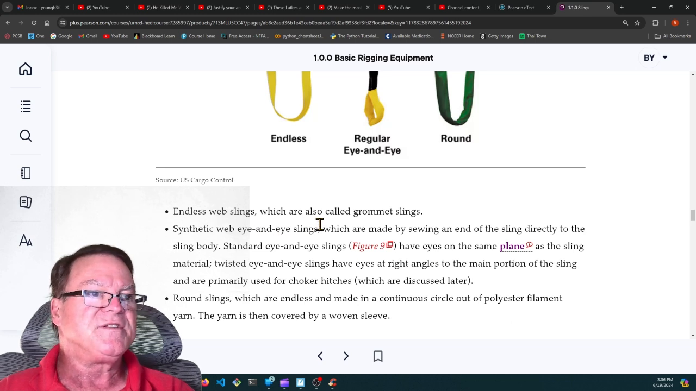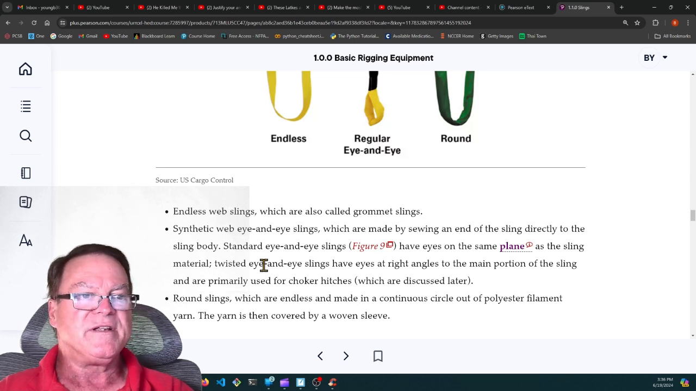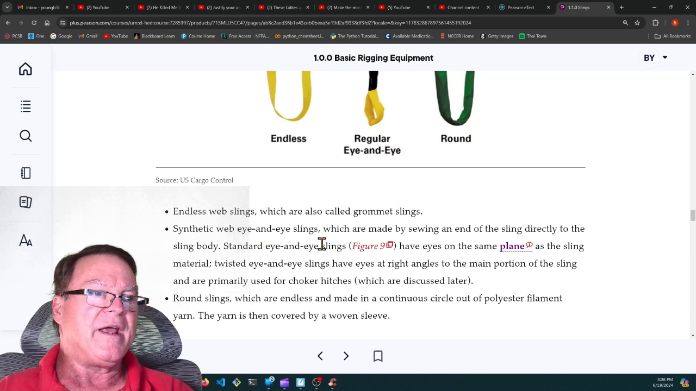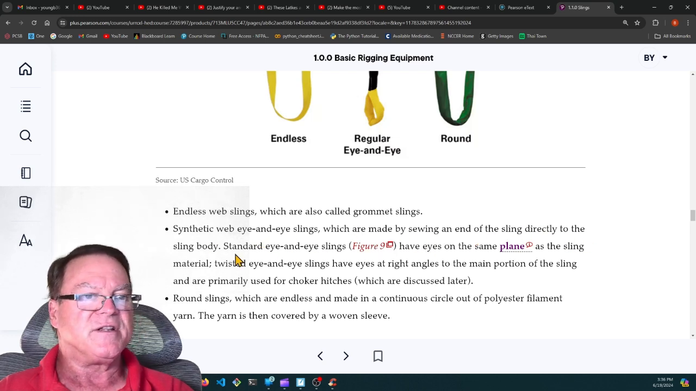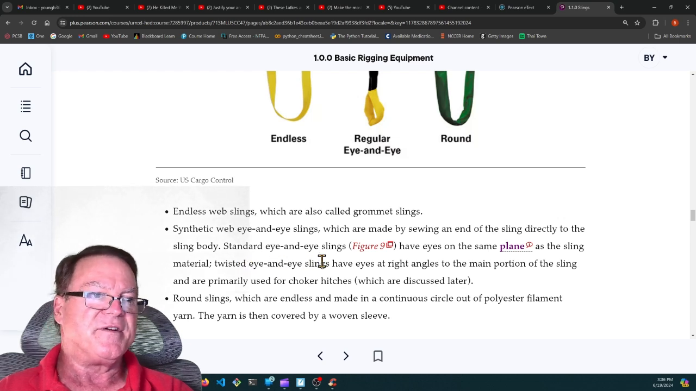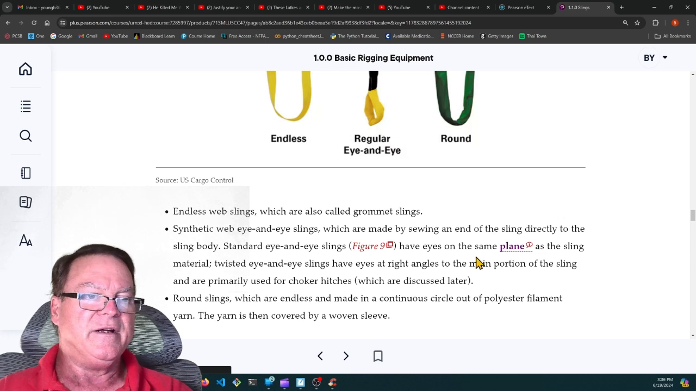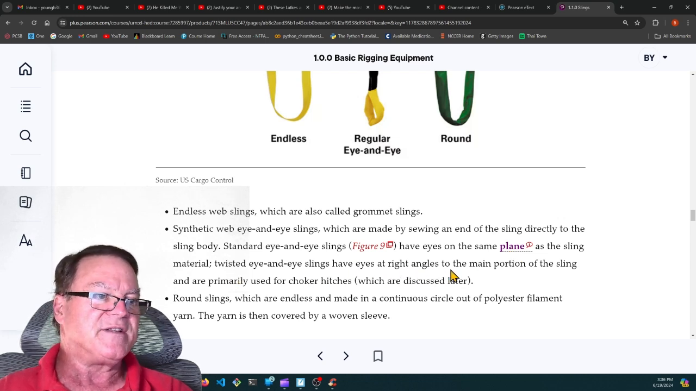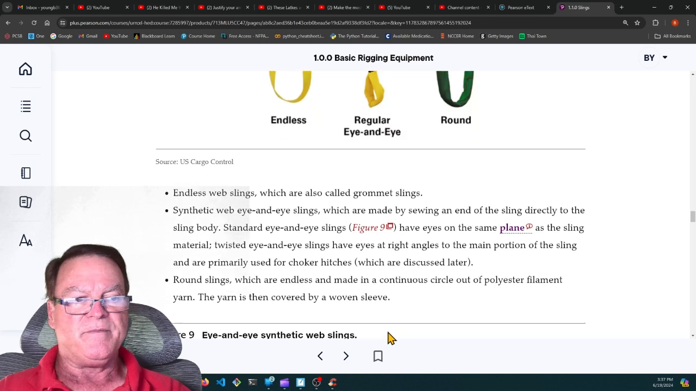Endless web slings, which are also called grommet slings. Synthetic web eye and eye slings, which are made by sewing an end of the sling directly to the sling body. Standard eye and eye slings have eyes on the same plane as the sling material. Twisted eye and eye slings have eyes at right angles to the main portion of the sling. They're primarily used for choker hitches.